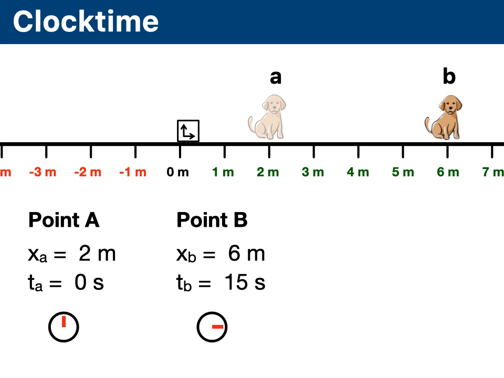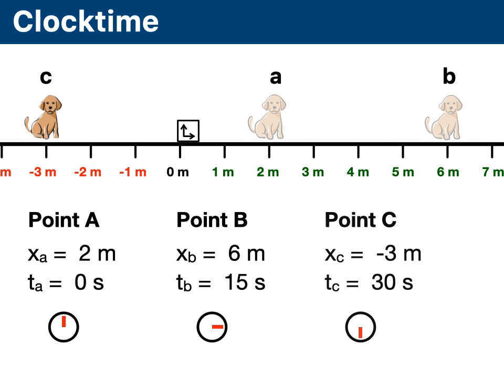So the clock is always running. And now let's say the dog goes to point C. Point C is at -3 meters, and the clock has now reached 30 seconds. So clock time is not the difference in time between the points, but the total elapsed time. The clock is always running.